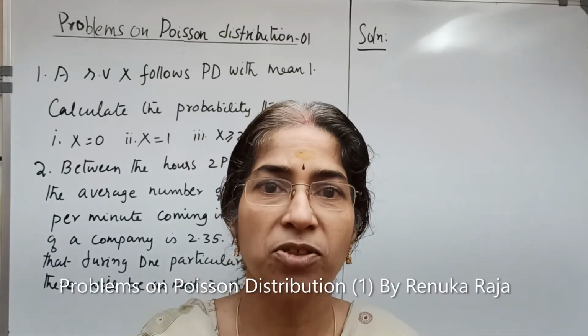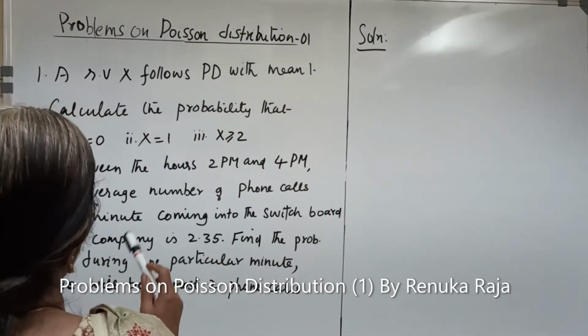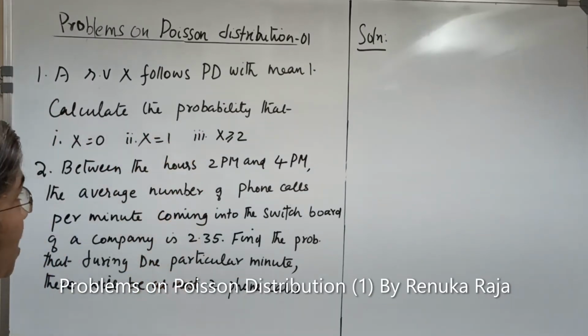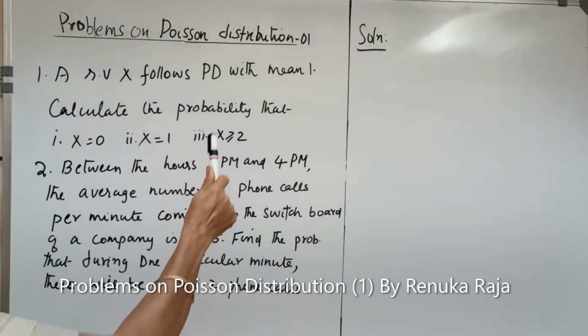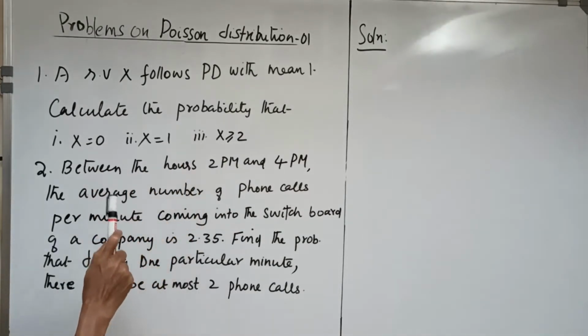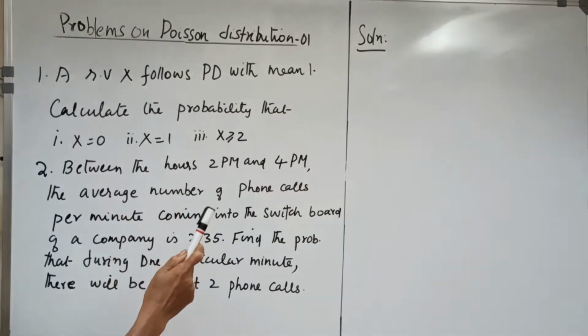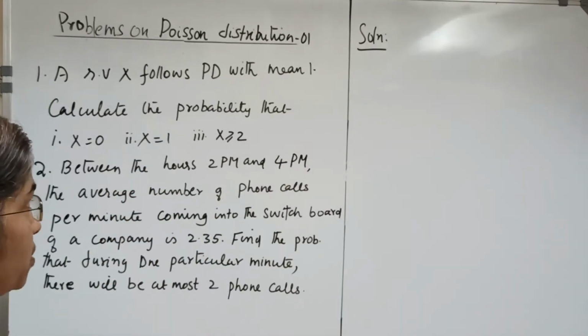Today, let us do the problems on Poisson distribution. The first question is: a random variable x follows Poisson distribution with mean 1. Calculate the probability that x equal to 0, x equal to 1, x greater than or equal to 2.